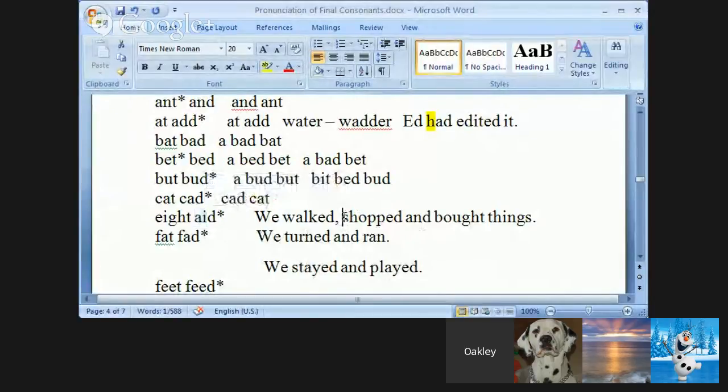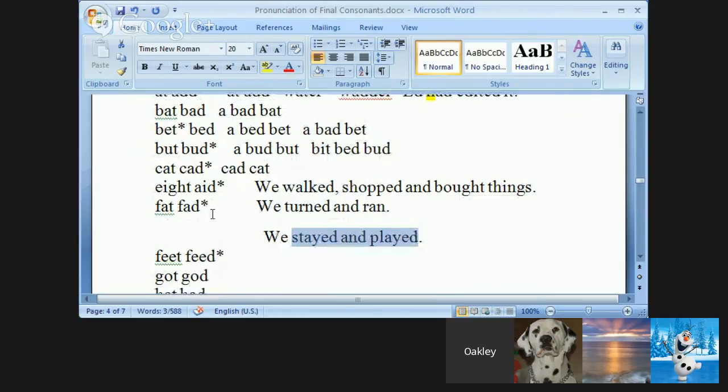Shopped and bought things. Okay, I'm going to fully pronounce the T. I'm not going to change it to a D sound. If it's grammatical, then we're going to fully pronounce it. We walked, shopped, and bought things. I'm not going to mess around doing weird things with the pronunciation of these. We turned and ran. You're going to hear the D sound. We stayed and played. I'm most certainly not going to change the pronunciation at all. And now, notice I am joining them pretty closely.